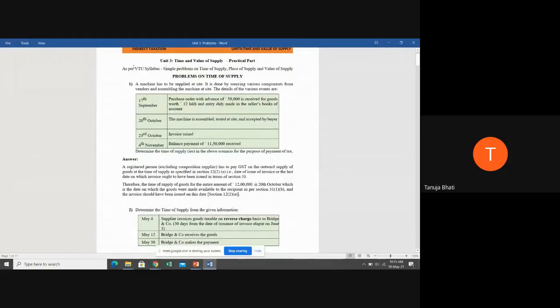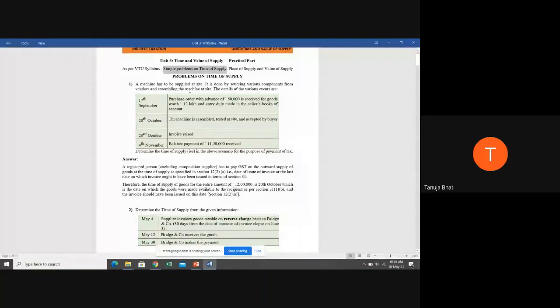So we know that in this particular module, we have simple problems on time of supply, place of supply, and value of supply. So today, basically, we'll just be seeing simple problems on time of supply, because that is the provision that we have already covered.